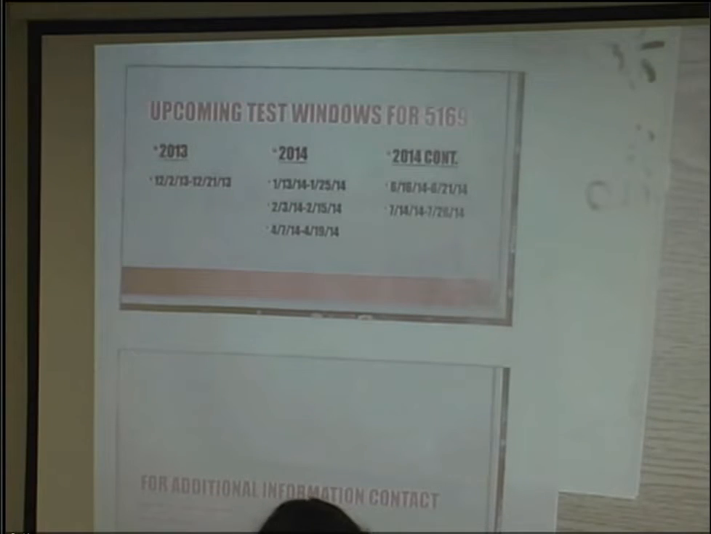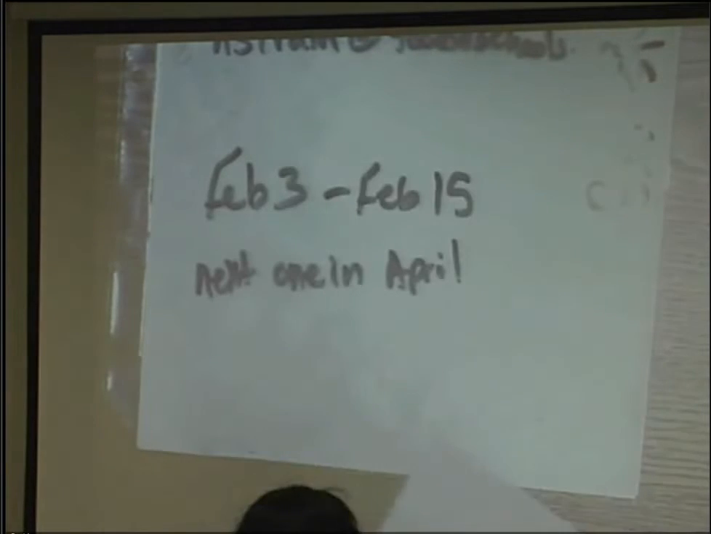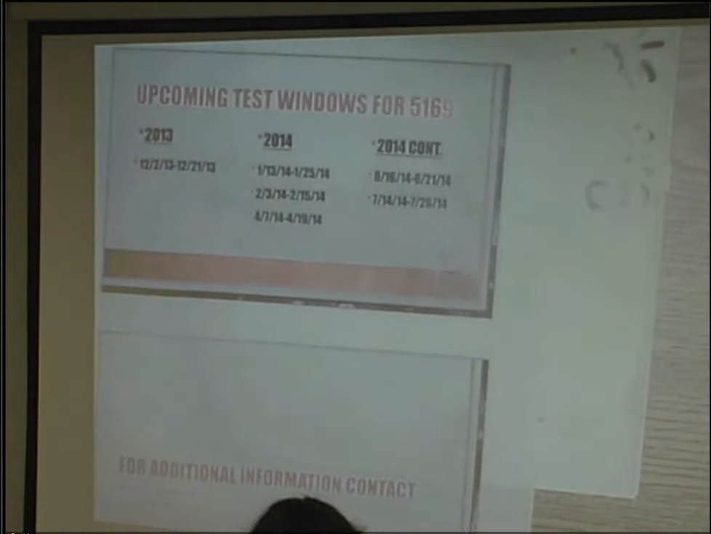So you want to pay attention to the window when the test is given and the location. Because there might be tests given in, say, St. George during that window date that aren't given on the same date up in Salt Lake. So you have to look on the ETS website.